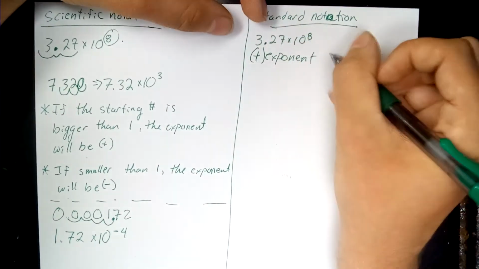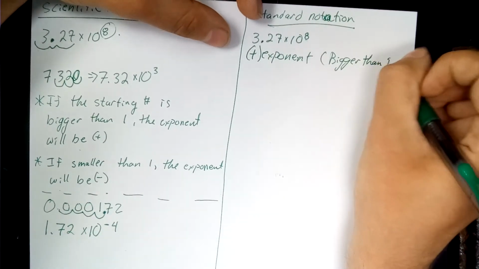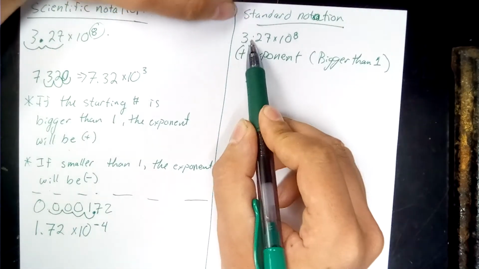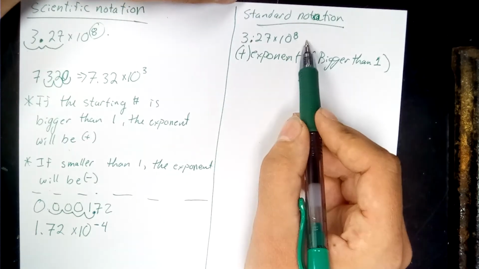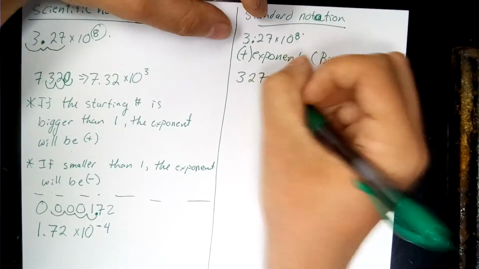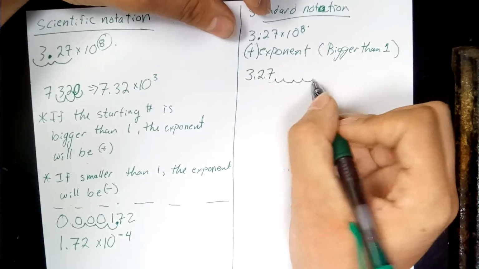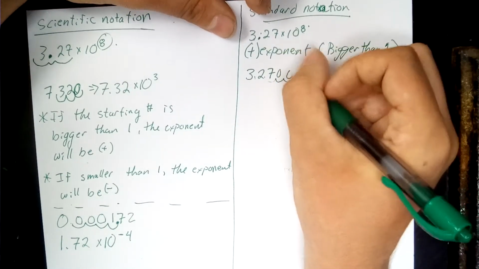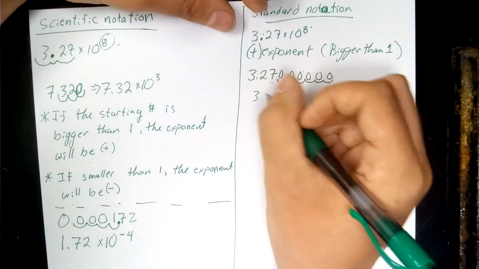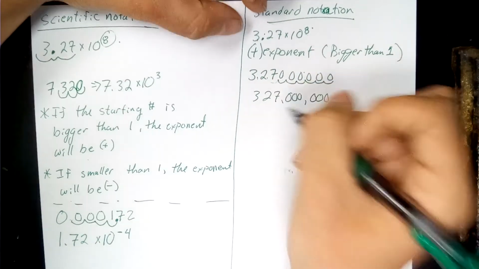So positive exponent, so it's going to be bigger than the number 1. So that's telling me that I need to move my decimal point to the right. So I need to move it to the right 8 times. So if I have 3, 2, 7, so there's 1, 2, 3, 4, 5, 6, 7, 8. So 1, 2, 3, 4, 5. I have 6 zeros on there. So if I go to write it a little neater, there is my number for it.